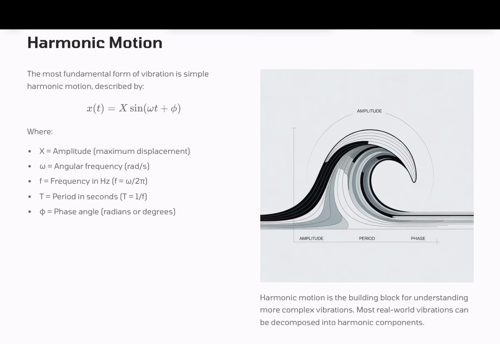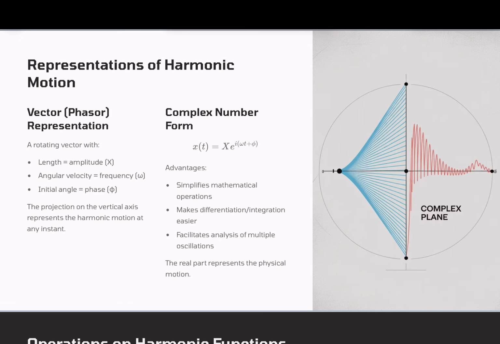When we study a vibration system, we always return to the fundamental sine wave behavior because it allows us to build up and understand any complex motion step by step. Now, how do we represent a harmonic motion? There are two other useful ways to represent it: the vector or phasor method and the complex number form, okay?